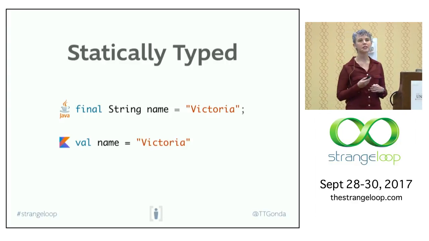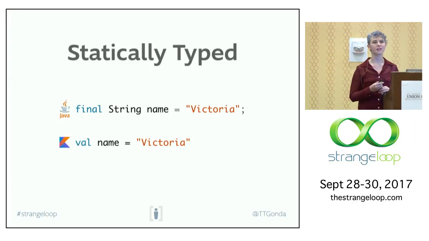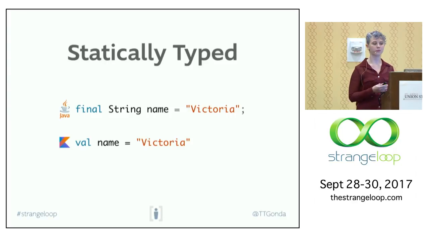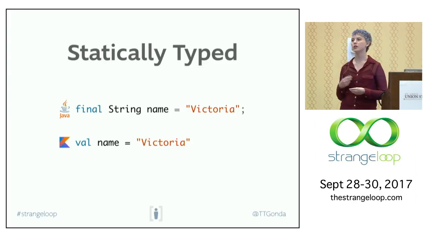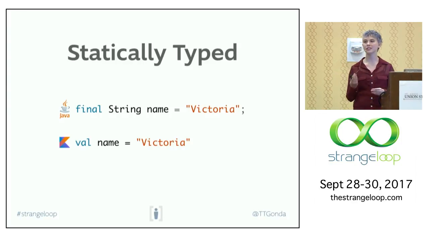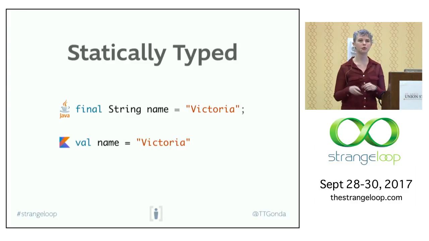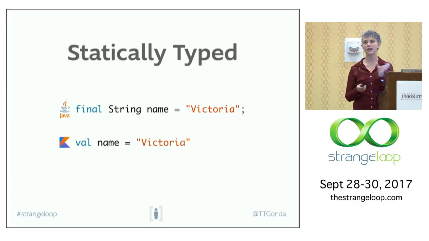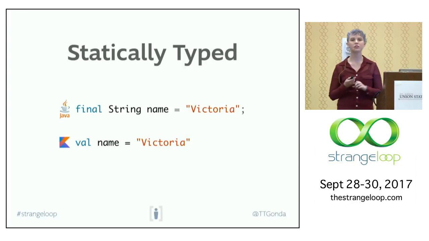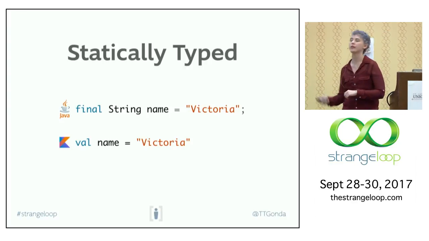What makes the type system different is that the types can be inferred. We don't have to specify what type a variable is if it's clear. So in this example, we're assigning the string Victoria to name, so we can leave out that it's a string. Just say val name = Victoria instead of final String name = Victoria.